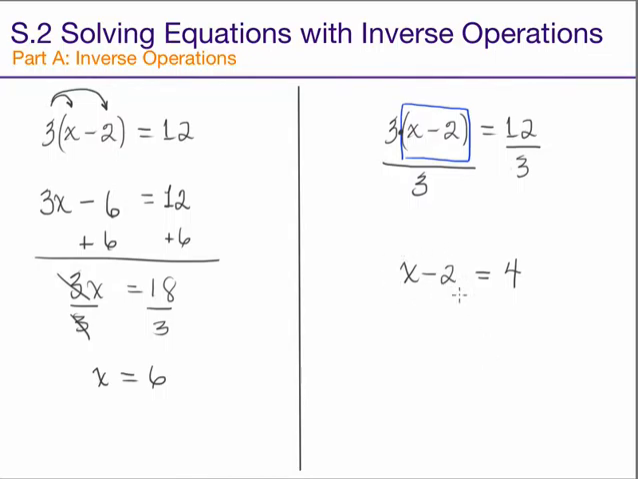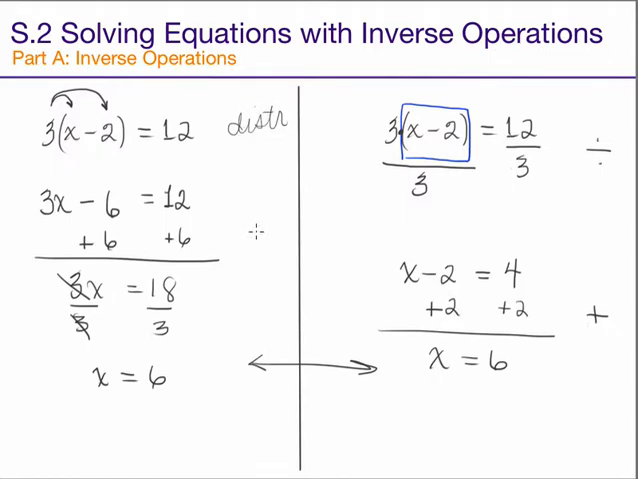Now that I have x minus 2, a much simpler expression on the left-hand side, I can just add 2 to both sides. This gives me x equals 6. In fact, I get the same answer, no matter how I do it. But notice how few steps this took. Division, addition. Here I had to distribute, then add, then divide. The more complex the equation is to start with, the more steps you'll have to do. But using inverse operations, oftentimes the number of steps you have to take is reduced.